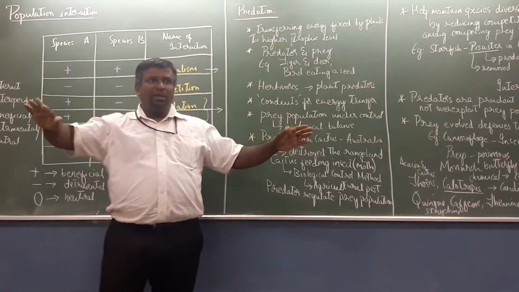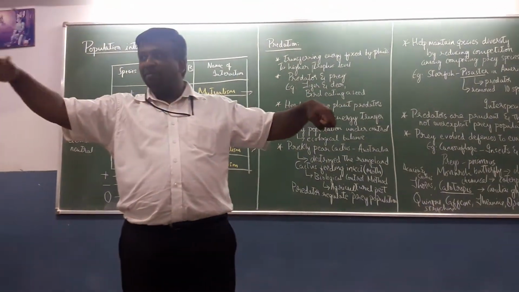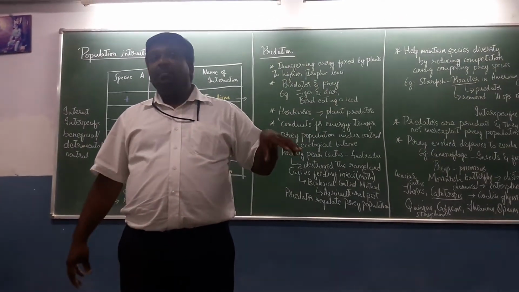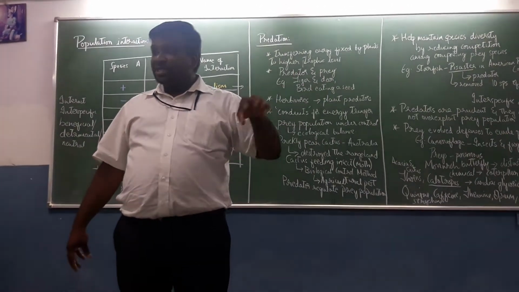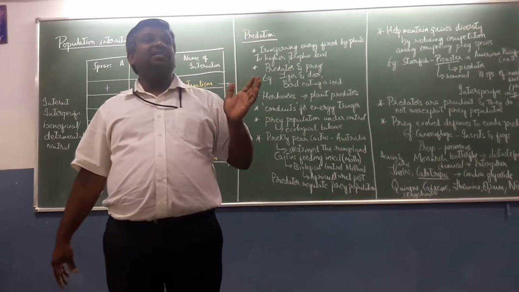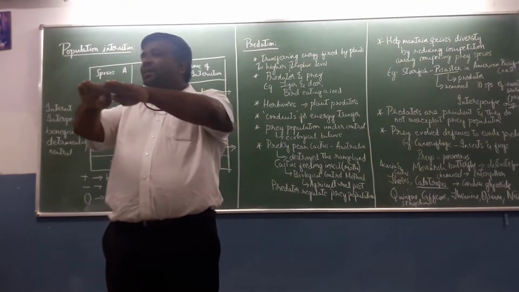Generally, if you look into a forest, the number of tigers will be lesser, and the number of herbivores will be more. It can be bison, deer, they are larger in number. But predators are usually lesser in number, and prey is more in number. So predators feed on the prey and they maintain the prey population.